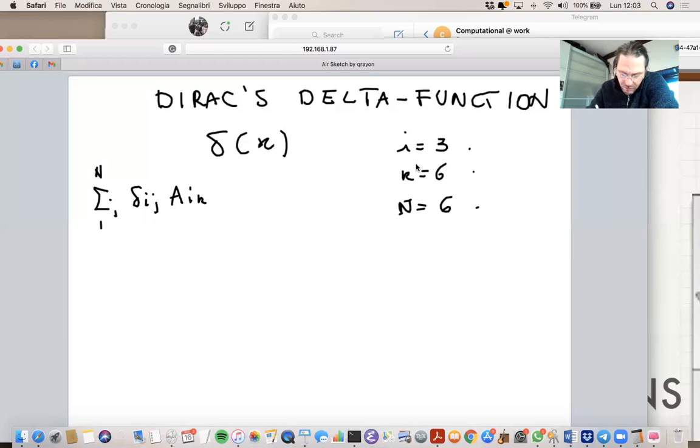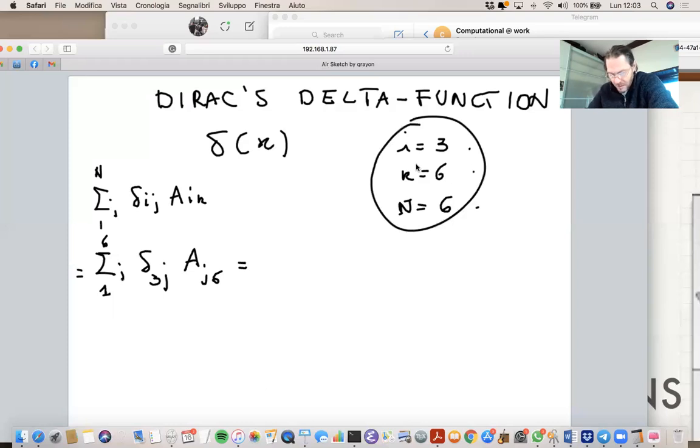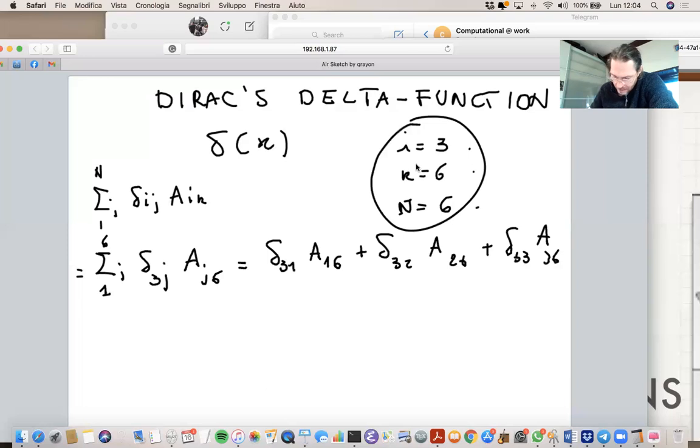So what this sum is actually doing is saying that I'm summing from j=1 to 6 of delta_3j a_j6. I just use these three pieces of information. So I have delta_31 a_16 plus delta_32 a_26 plus delta_33 a_36 plus delta_34 a_46 plus delta_35 a_56, and finally delta_36 a_66.